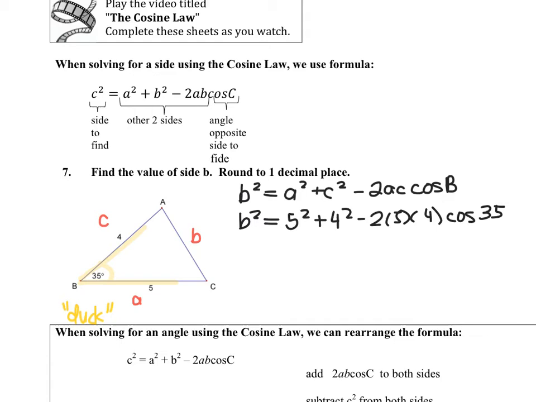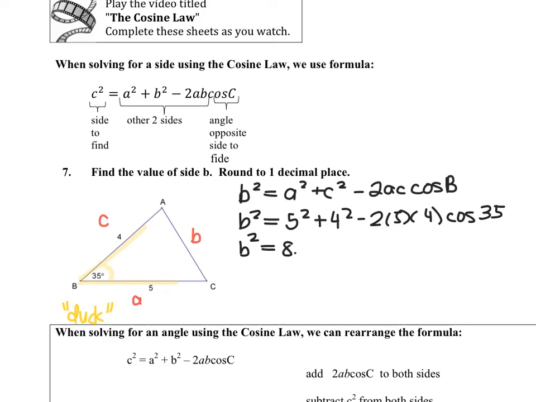Now personally, I like to plug this all in my calculator at once, and then I take the square root of both sides because I want to solve for b. If you want to take it one by one, that's fine. Do what you have to do on your calculator, but if you can plug this all in at once, it makes life a lot easier. So I'm going to do 5 squared plus 4 squared minus 2 times 5 times 4 times cos 35.